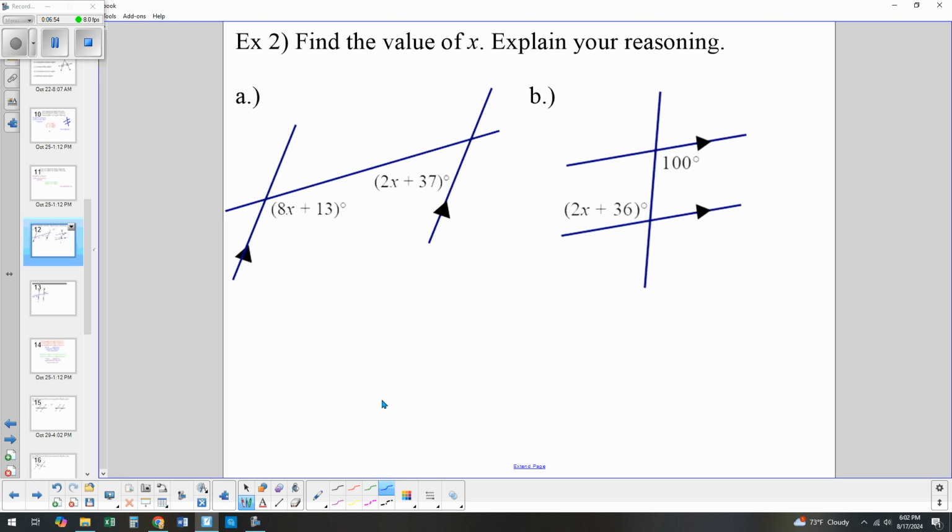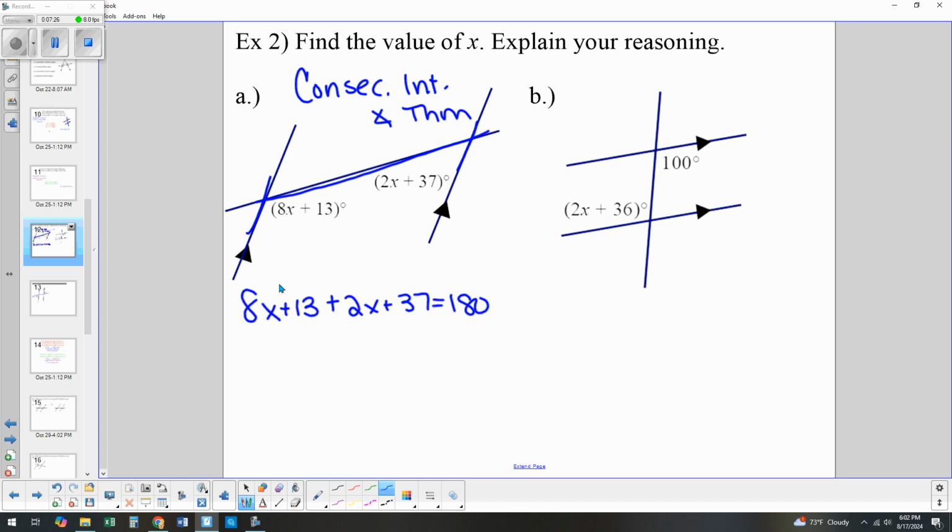So for example 2, we want to find the value of x and explain our reasoning. And our reasoning is going to be one of those postulates or theorems we just learned. So in this first one, they're between the lines, so it's going to be an interior, and they're on the same side of the transversal. So I can use the consecutive interior angle theorem, and that means they're supplementary. So I could do 8x plus 13 plus 2x plus 37 equals 180. So that's going to be 10x plus 50 is 180. 10x is 130, and x equals 13.